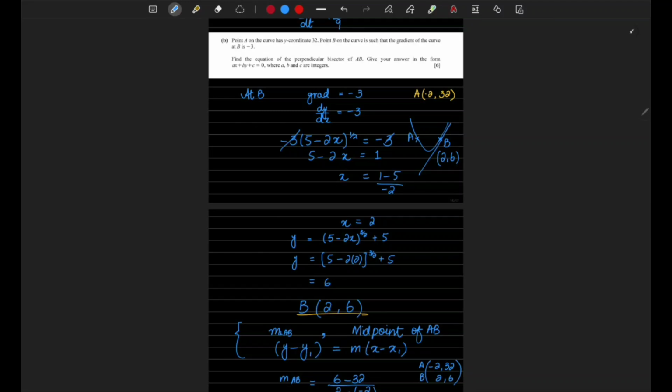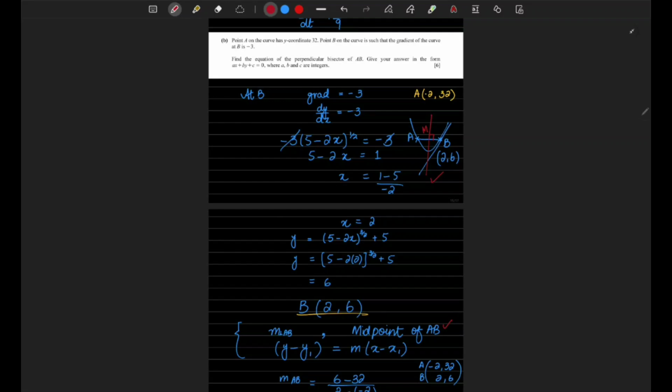Now what are they saying? Find the equation of the perpendicular bisector of AB. So let's join AB first and let's make this perpendicular bisector. Now we need the equation of this red line. How can you find it? If we know any one point and the gradient of this line, we can find it. As we are talking about perpendicular bisectors, obviously it will pass through the midpoint of AB. For this reason, we found a midpoint.